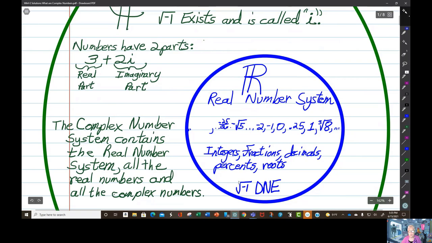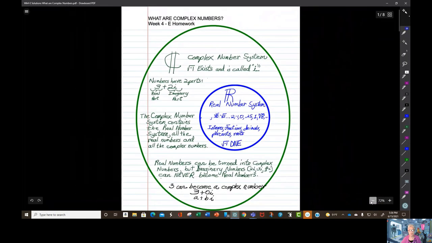And that's taking an even root, like a square root of a negative number. It's just not done. It does not exist. The square root of negative one does not exist in the number system we're used to, the real number system. But the real number system is entirely enclosed in a much larger number system called the complex number system. And what makes the complex number system different is that the square root of negative one does exist there.